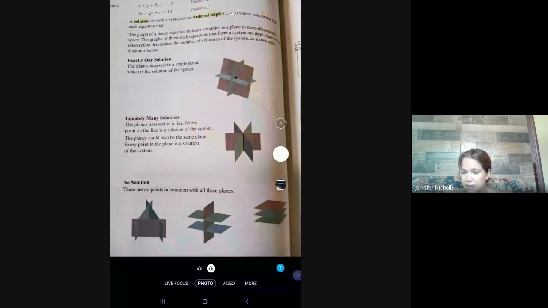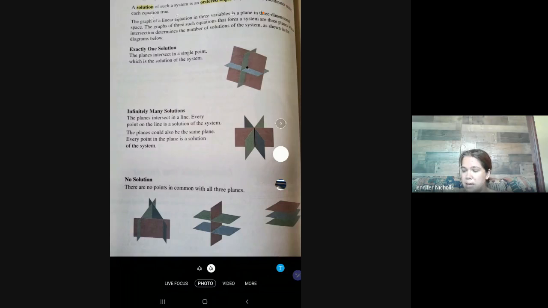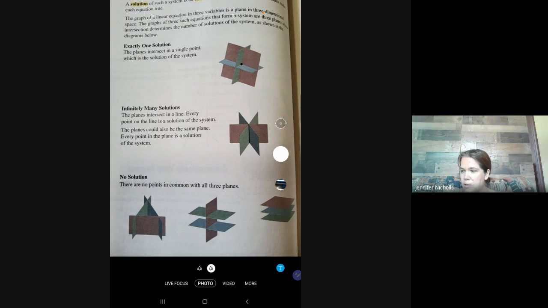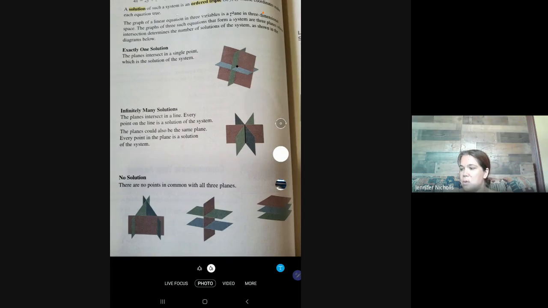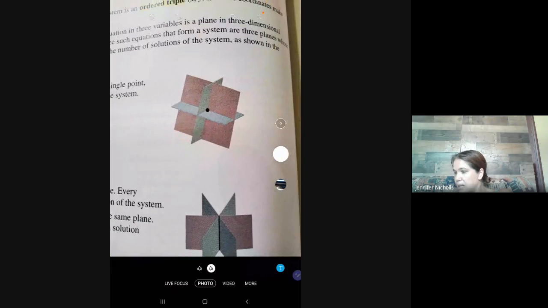Okay, look at these. Those 3 equations with the x's, y's, and z's, they're actually planes. So do you see the first one? They all hit at that, do you see where it's a dot? There's a black dot right there in the middle. They all intersect at that dot.